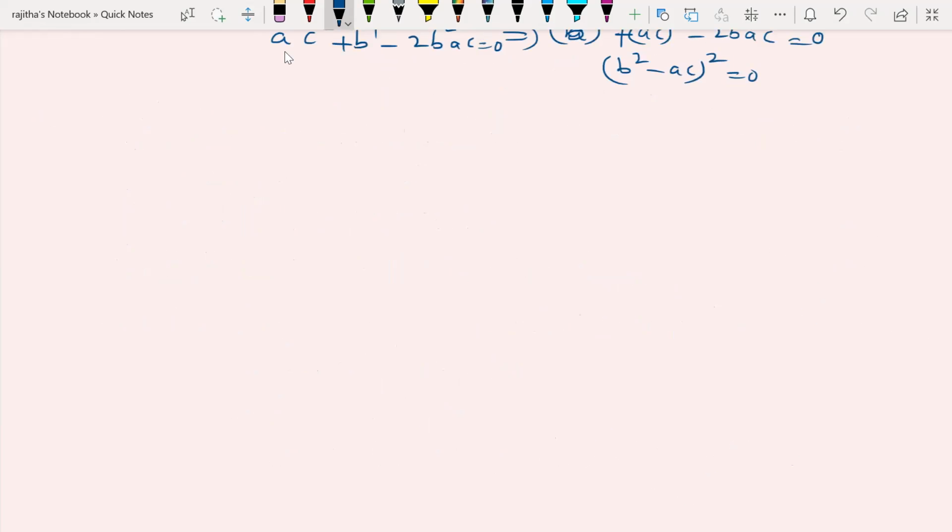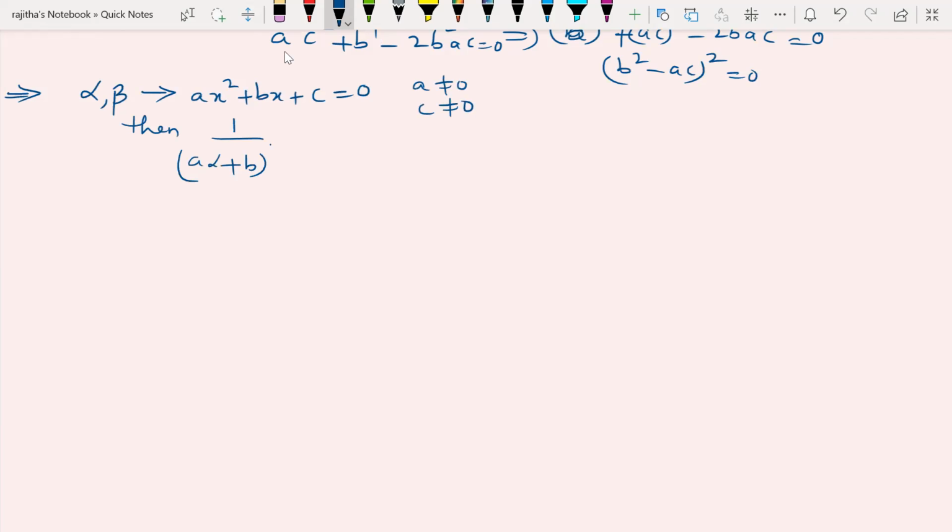Next, one more problem. Here, alpha, beta are the roots of ax square plus bx plus c is equals to 0, where a not equal to 0 and c not equal to 0. Here, the value of (1 by a alpha plus b) whole power n plus (1 by a beta plus b) whole power n is equals to dash.